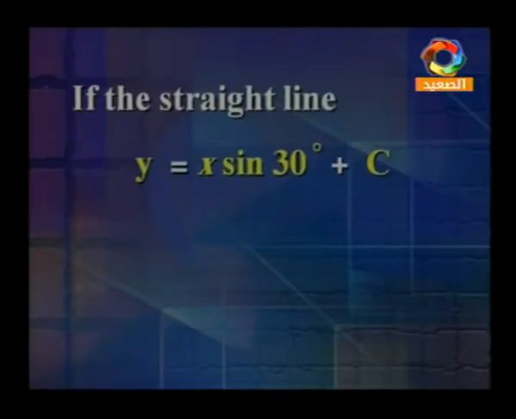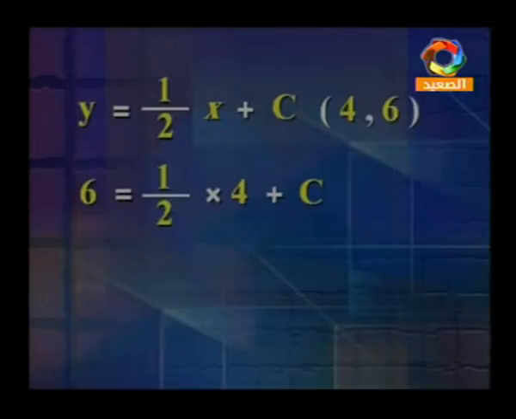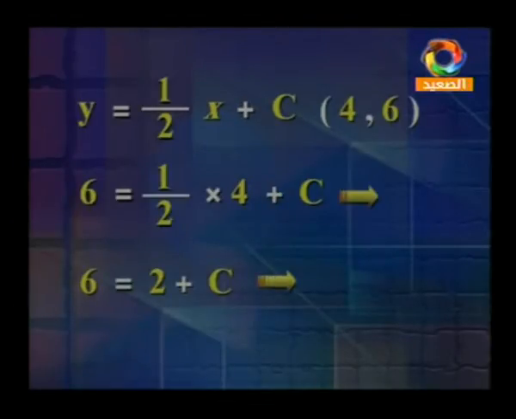Another example, the straight line y equals x sine 30 plus c passes through the point (4, 6), then c equals what? The very beginning, you know that sine 30 equals, that's correct, half. So as sine 30 equals half, the equation of straight line will be y equals half x plus c. By substituting in this equation by the point (4, 6) as the straight line passes through it, you are going to notice that 6 equals half multiplied by 4 plus c. Then you are going to find that the value of c will be 4.